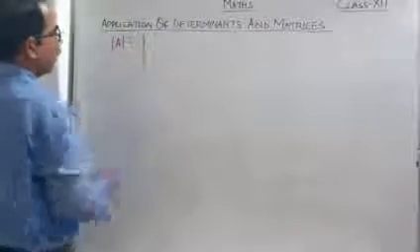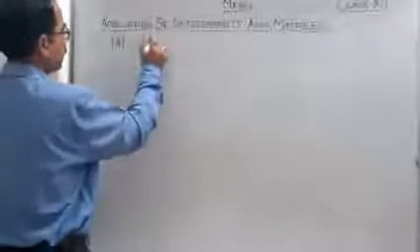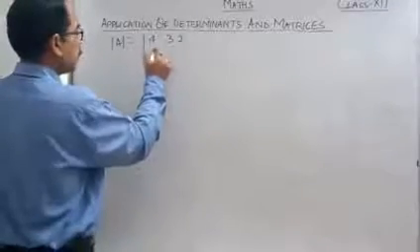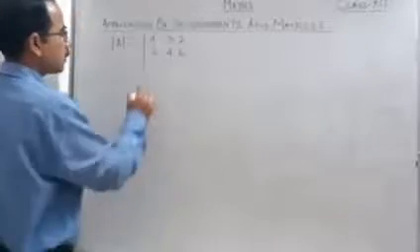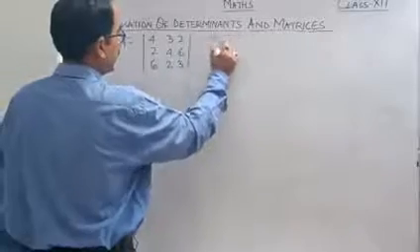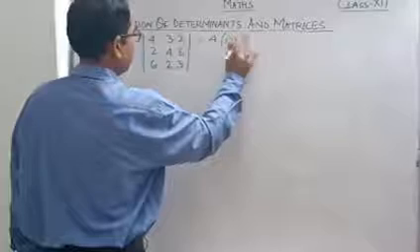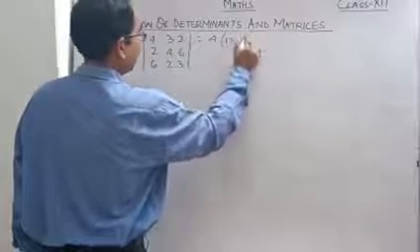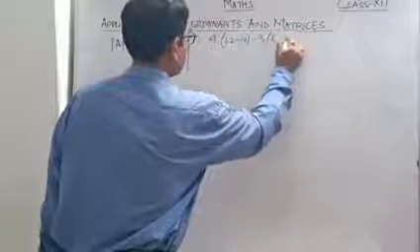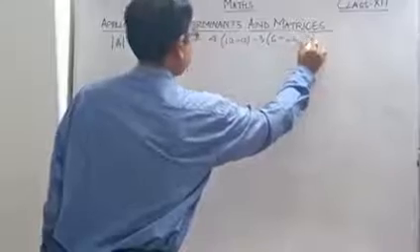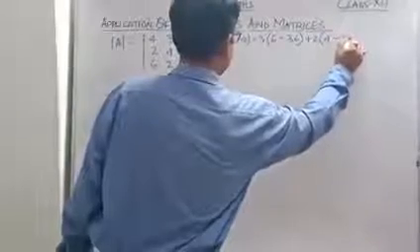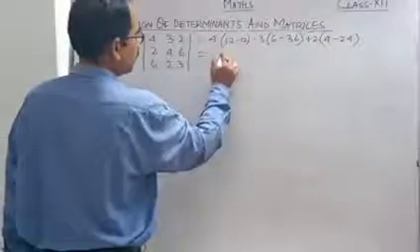Okay, students, so for A we have taken 4, 3, 2, correct. Then 2, 4, 6, and the last one is 6, 2, 3. So let us find the mod, that is 4 into (12 minus 12), minus 3 into (6 minus 36), plus 2 into (4 minus 24). So obviously this part is 0.